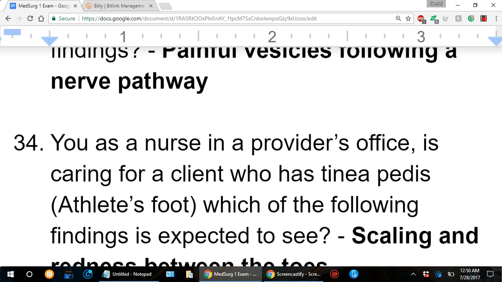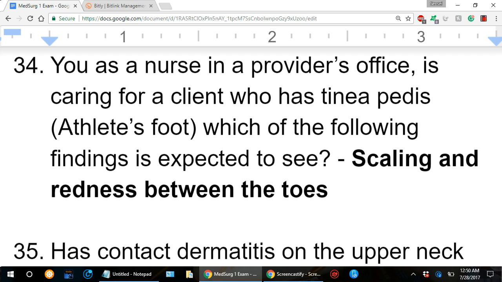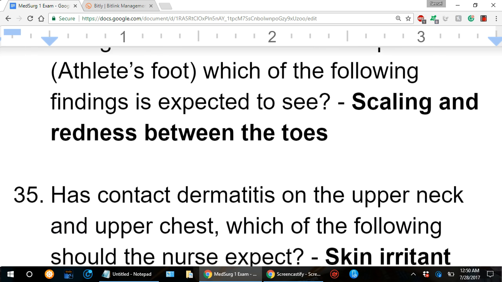You, as a nurse in a provider's office, are caring for a client who has tinea pedis or athlete's foot. Which of the following findings is expected? Scaling and redness between the toes.